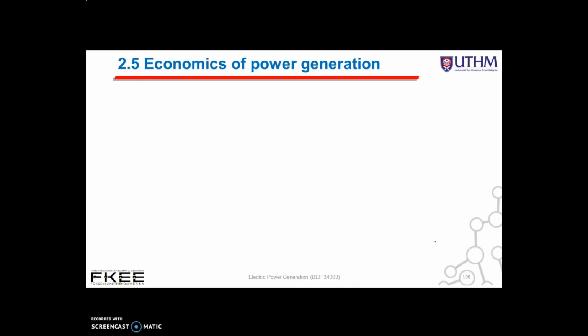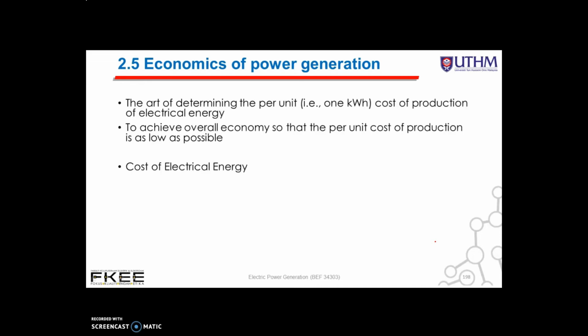Okay, so the problem of determining the cost of production of electrical energy is highly complex and poses a challenge to power engineers. There are several factors which influence the production costs, such as cost of land and equipment, depreciation of equipment, interest on capital investment, and so on. In this chapter, we will focus more on the economics of power generation.